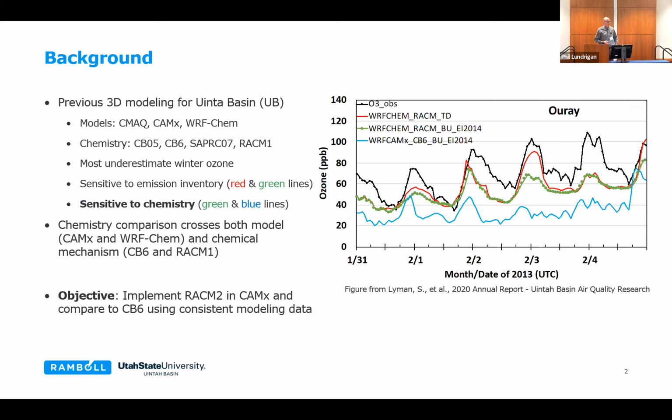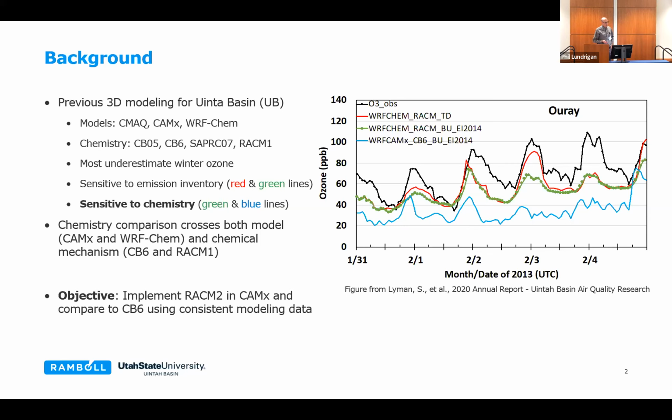So the background that really leads to the motivation: previous 3D modeling of the Uinta Basin, shown in this figure, reached a couple of findings. In that figure, the black line shows the measured ozone, and the colored lines are model results, and they're pretty different. There's a sensitivity to the emission inventory, which isn't surprising.